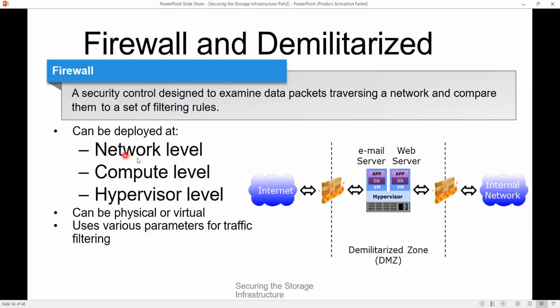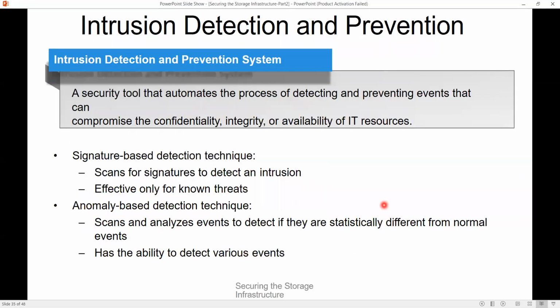So it can be deployed physically or virtually, right? A firewall can be deployed at the network level, compute level, or hypervisor level. All of us know what the hypervisor, the networks, and the compute, the computation power, are, right? So we can use different parameters for traffic filtering according to the rules. How do we want to filter out the packets? Filter out any proxy server or any other.